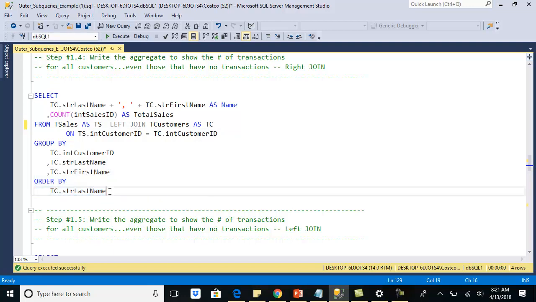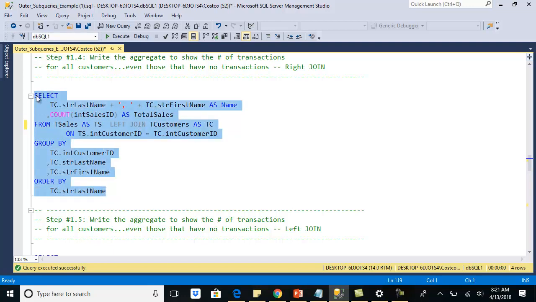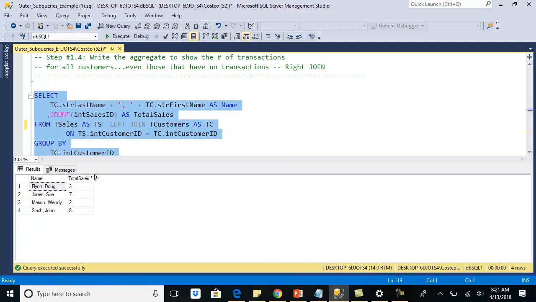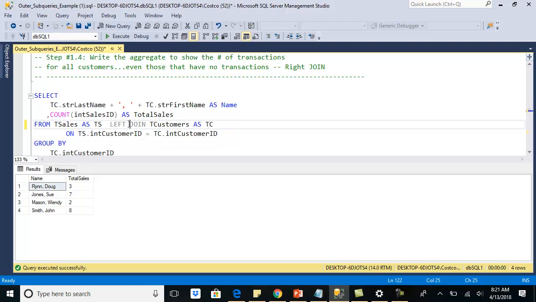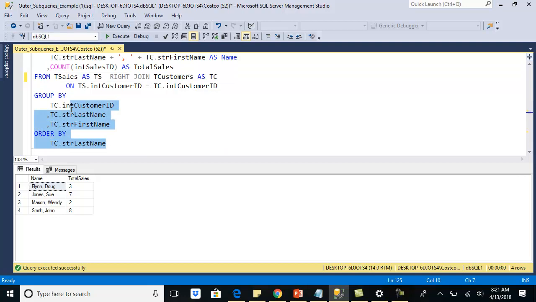There we go. And we'll execute this. And what you will, oh, I know what's wrong. I actually need to make this a right join. My apologies. I have no problem showing you that I too can make a mistake. So it's okay.